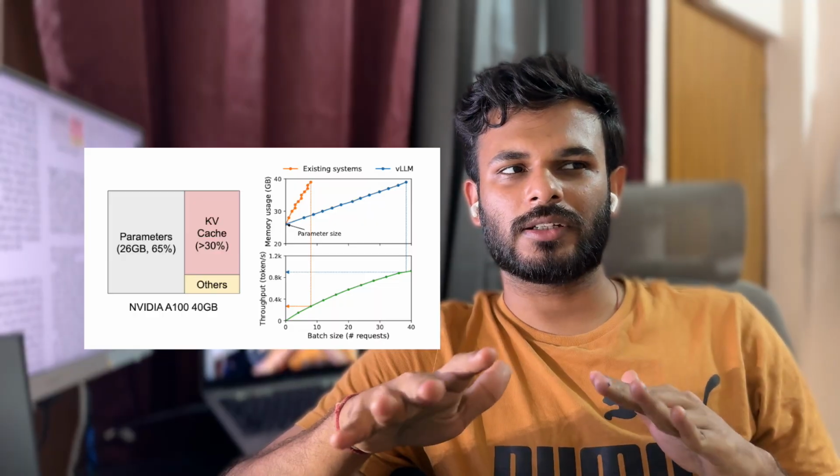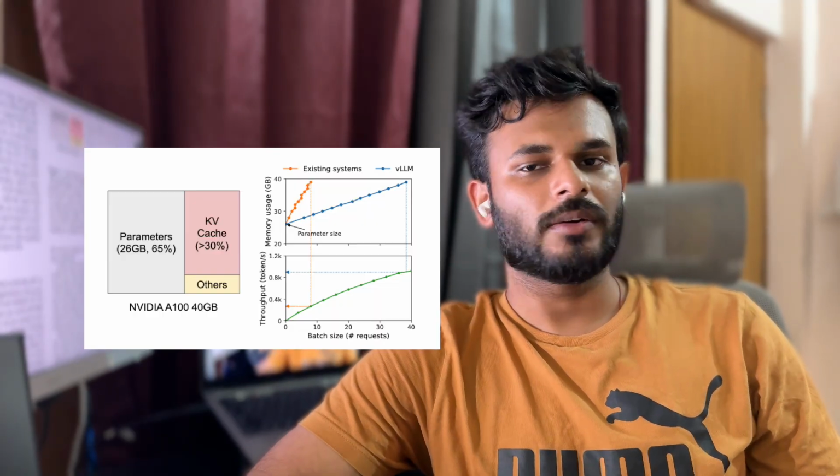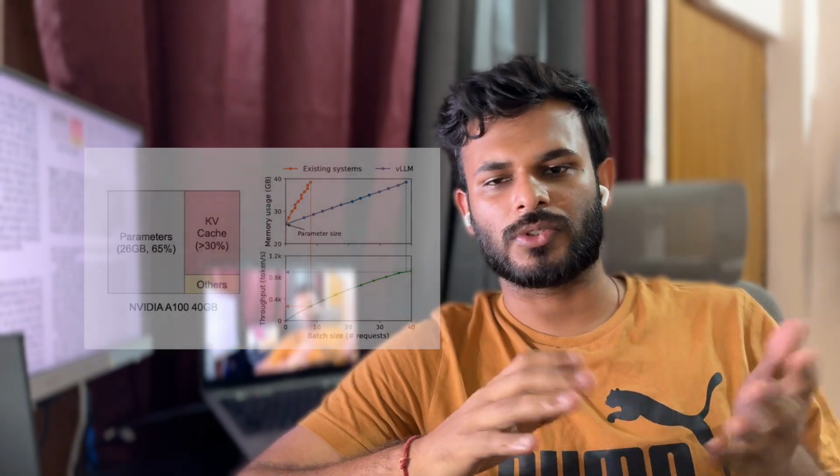Now, KV cache is a method that allows for faster inference. Basically, we'll deal with it some day later. But just understand there is a cache that needs to be stored. Now, what paged attention does is it optimizes how your KV cache is stored.